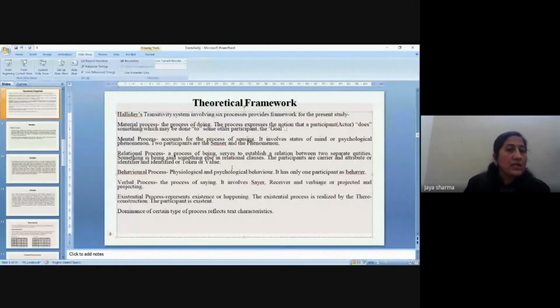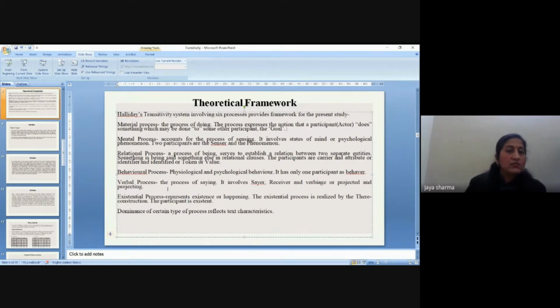And then the behavioral process, that is physiological and psychological behavior. It has only one participant, that is the behaver. And then there is the verbal process, the process of saying. It involves sayer, receiver, and verbiage, or projected and projecting. The existential process represents existence or happening. The existential process is realized by there-construction, that is, the participant is the existent.